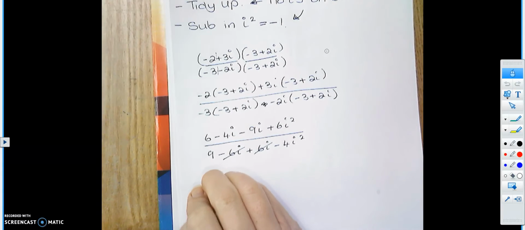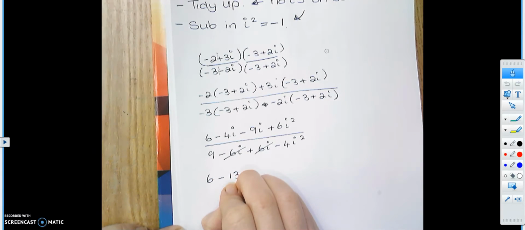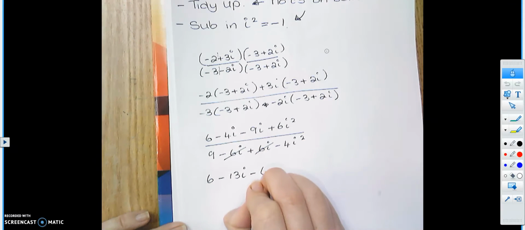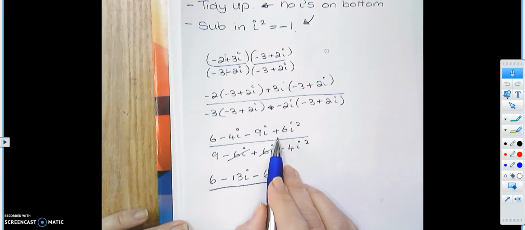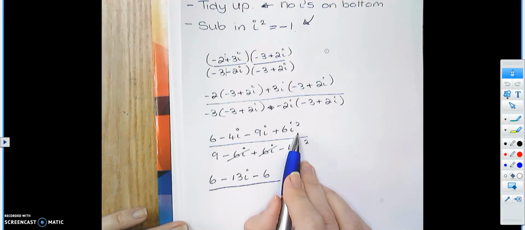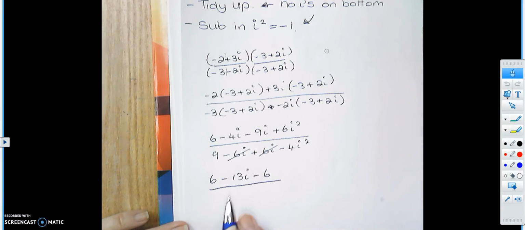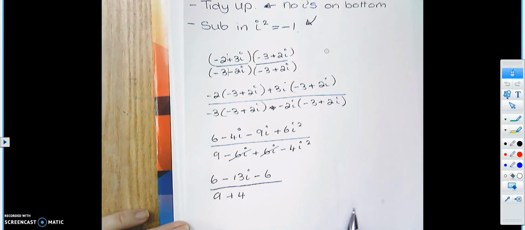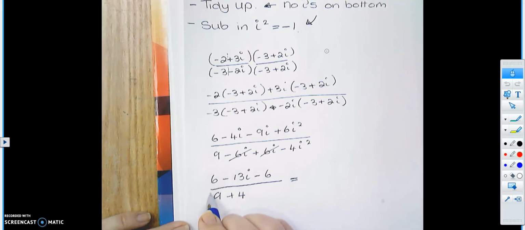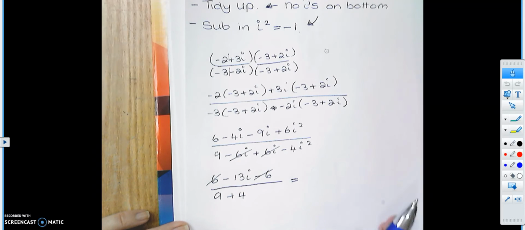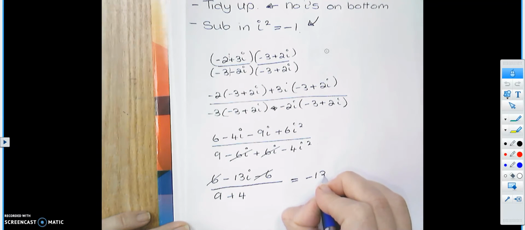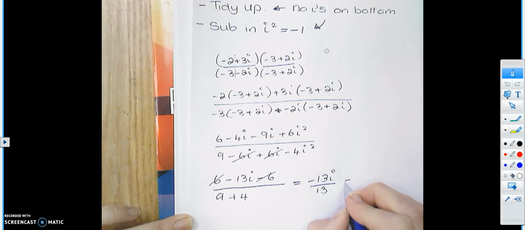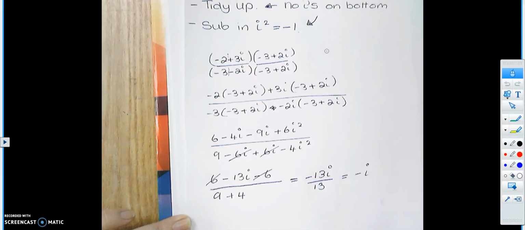So when I tidy it up, I get 6 minus 13i. My plus 6i squared becomes -6. So I write down the coefficient and change its sign and don't write down the i squared. On the bottom line, I have 9 and now I have plus 4. Okay, so I tidy that up more. This 6 and this -6 cancel each other. So on my top line, I'm left with -13i. On my bottom, I'm left with 13. So when I divide it in, that's the same as just -i.